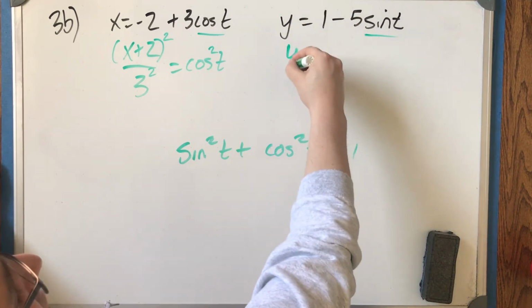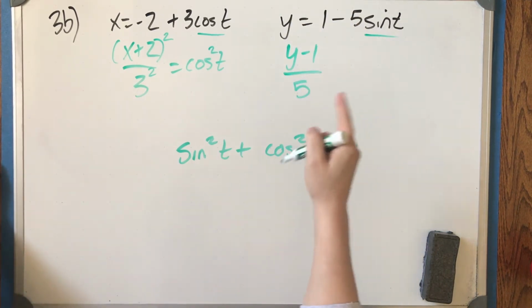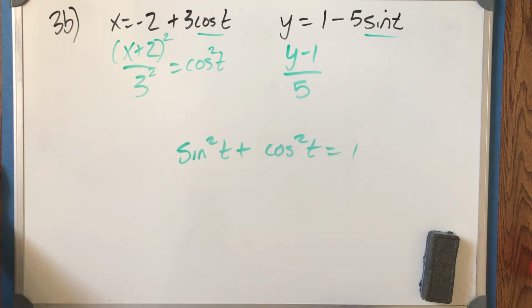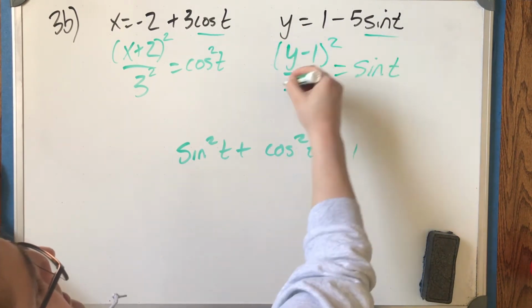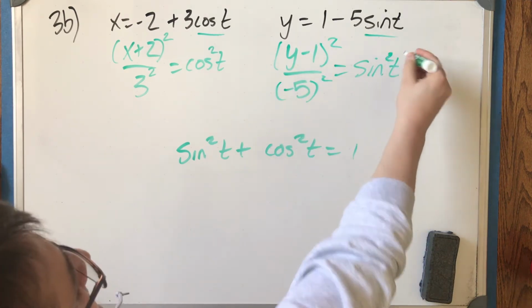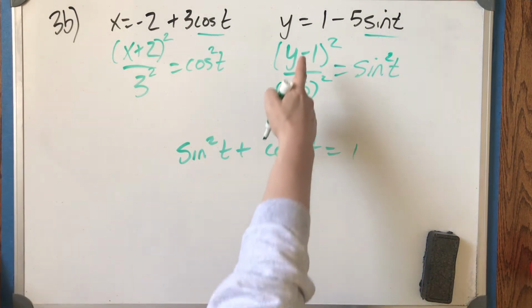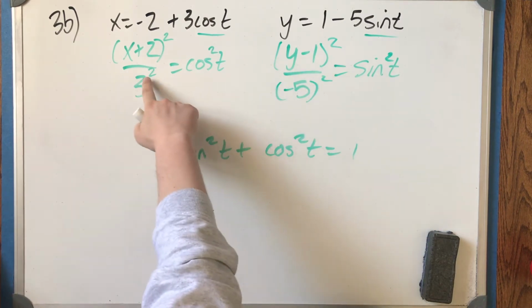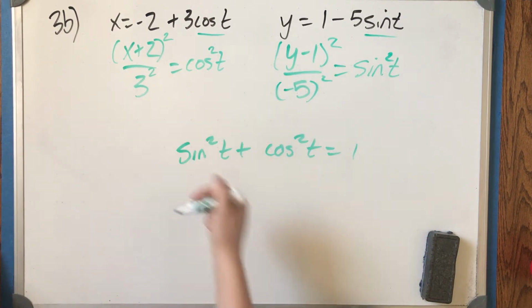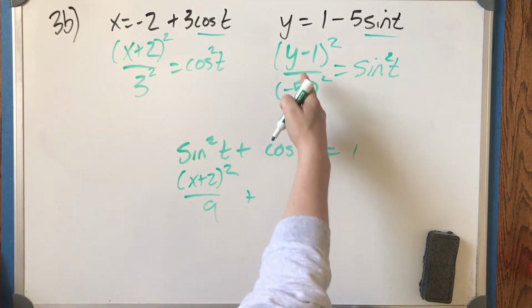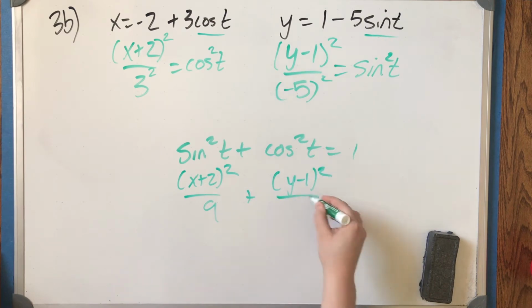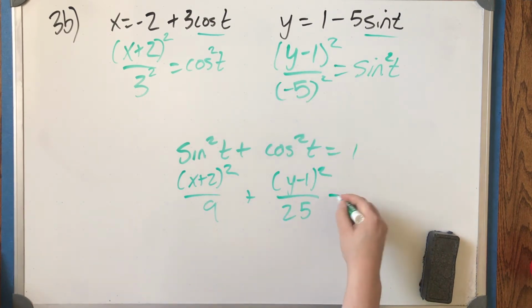Same thing over here. Subtract the 1, divide by, this is tricky, right? I'm going to divide by a negative 5 this time around, and that equals sine t. Let's square it. It's important that we're squaring the negative sign as well. So down here I get the sine value and the cosine value, and I'm just going to write them the other way around because we typically put x first. So I'll get (x plus 2) squared over 9 plus (y minus 1) squared over positive 25, because the negative is going to go away.